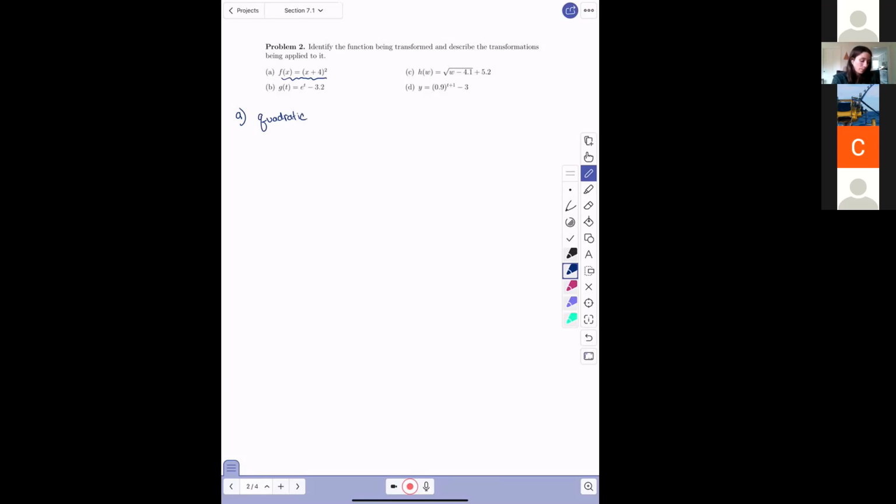Yeah. Okay. So it's quadratic, and now we have to describe the transformation. So the input value is being added to 4. So we're adding 4 to the input value. So am I moving horizontally or vertically? Horizontally. Good, we're moving horizontally, and will it be left or right? Left. And how many units? 4 units. 4 units, good.